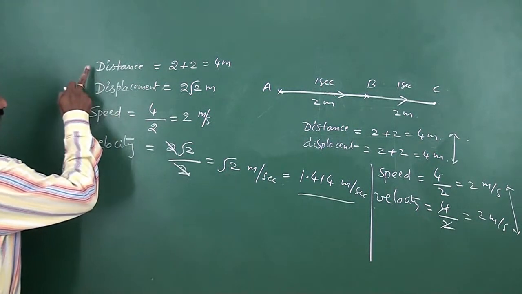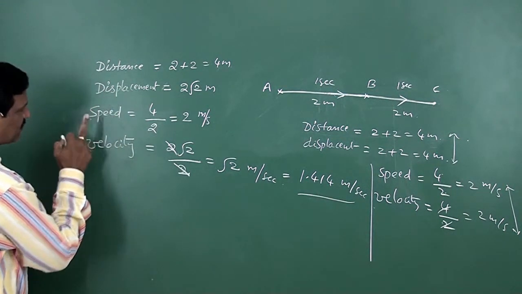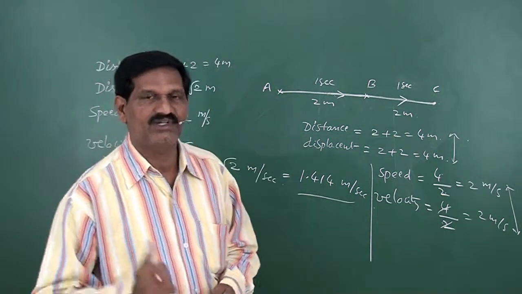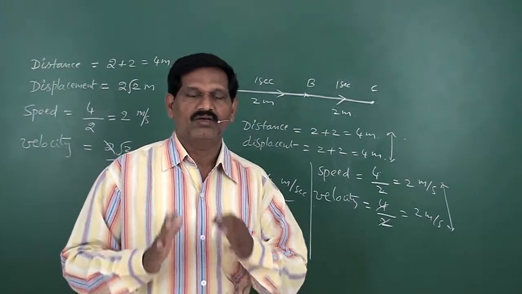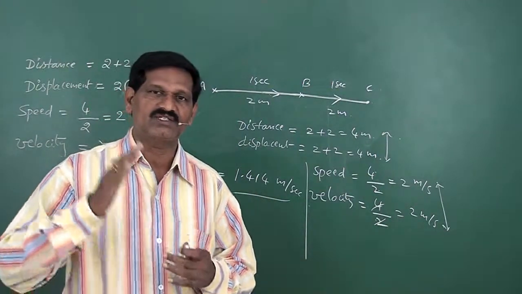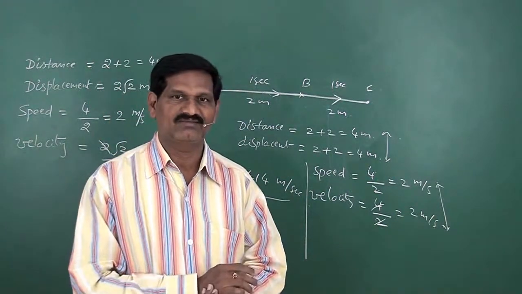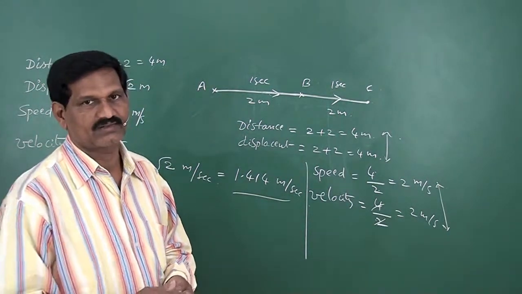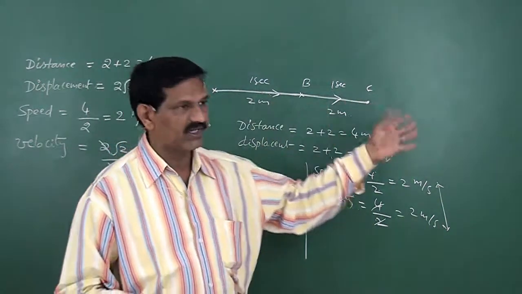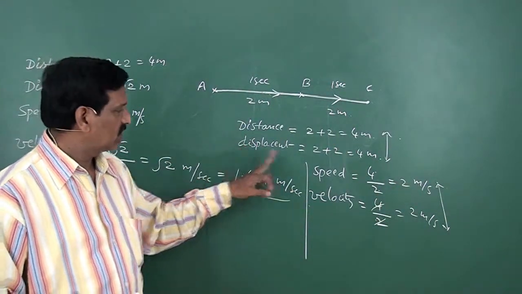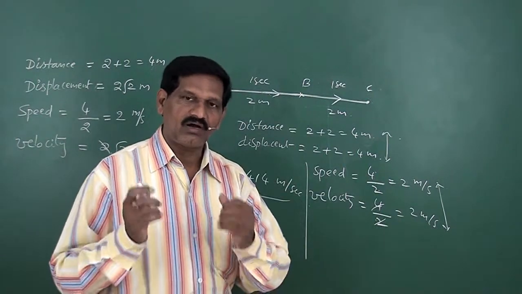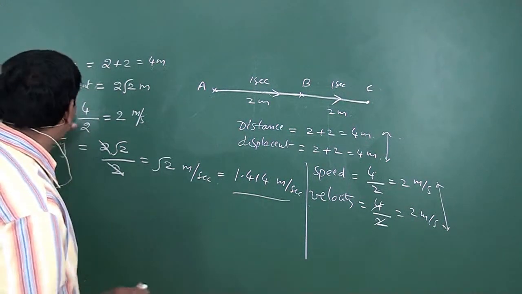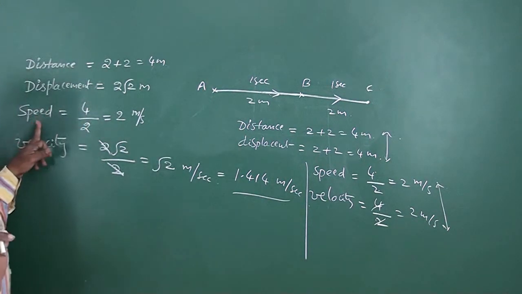So distance is more than displacement, speed is more than velocity. So when the body is moving in different directions, distance is more than displacement, speed is more than velocity. Except when the body moves in the same straight line in the same direction. So when the body moves in the same straight line in the same direction, then only distance and displacement, speed and velocity are equal. In all other cases, distance is always greater than the magnitude of displacement, speed is always greater than the magnitude of velocity.